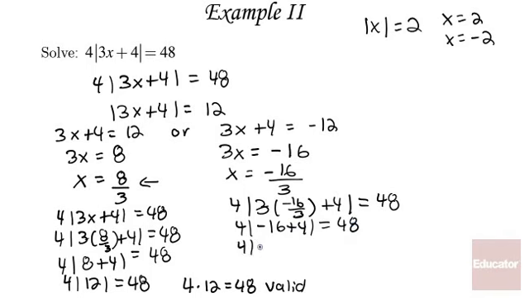Negative 16 plus 4 is negative 12, equals 48. The absolute value of negative 12 is 12. So again, I come up with 4 times 12 equals 48, and that is valid. That is a true statement. So both of these solutions are valid. This time I had two solutions, 8/3 and negative 16/3, that satisfy this absolute value equation.